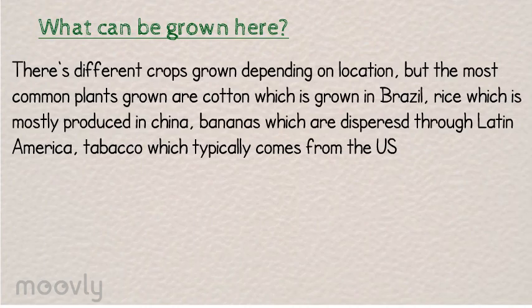What can be grown here? There are different crops depending on location, but the most common plants grown are cotton, which is grown in Brazil, rice, which is mostly produced in China, bananas, which are dispersed through Latin America, and tobacco, which typically comes from the US.